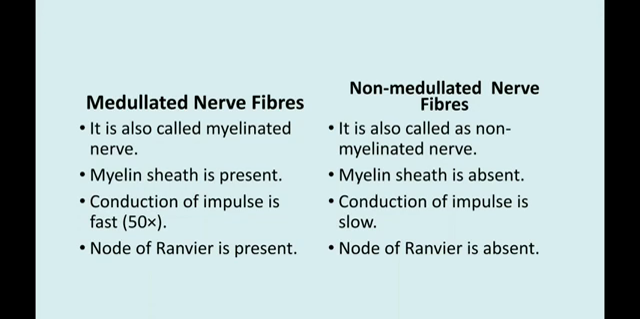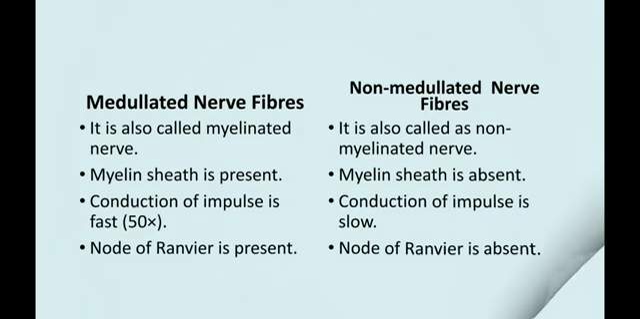In medullated nerve fiber, the conduction of impulse is fast. It is 50 times faster than in the non-medullated nerve fiber. So we can say that in non-medullated nerve fiber, the conduction of impulse is slow. Node of Ranvier is present in medullated nerve fiber, and node of Ranvier is absent in non-medullated nerve fiber. All these things you already studied in standard 11th, but it was necessary to recall them once more.